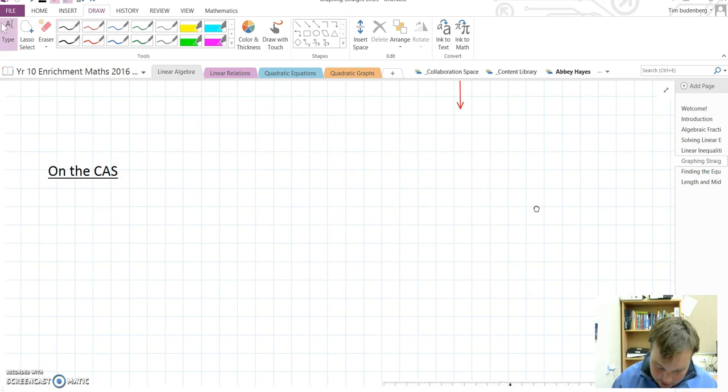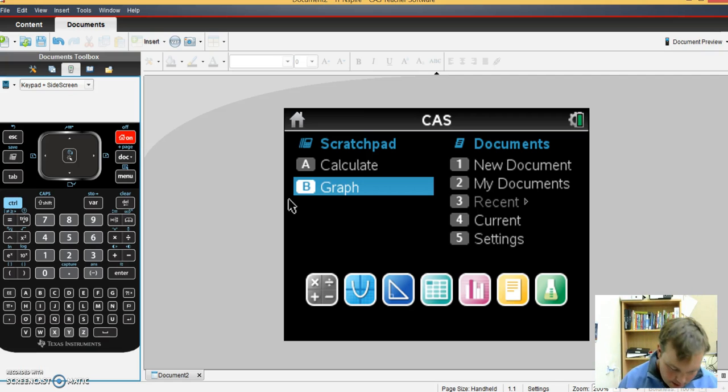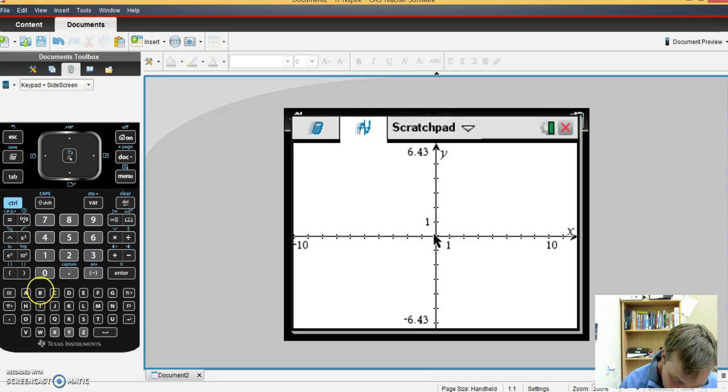Now, you've seen all of that from Year 9, so what you haven't seen from Year 9 is how to do it on your CAS calculator. So let's open up CAS, press B, and you'll get a graph. Now that's your Cartesian plane. It only goes from 10 to minus 10, 6.343 down to negative 6.43.